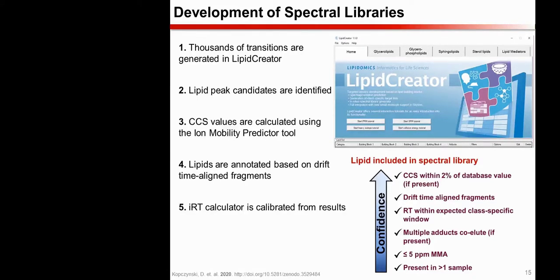And then for each library, we create a new IRT calculator and calibrate it to contain normalized retention times for all the lipids that are in our library. And I'll go into some more detail on that in a moment. And finally, we create and export our spectral libraries, and we plan to share them on Skyline's online data repository Panorama, where anyone can access and download them.